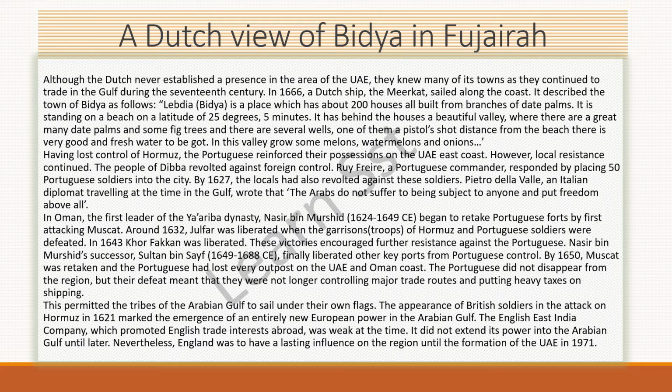In Oman, the first leader of the Yariba dynasty, Nasir bin Murshid, began to retake Portuguese forts by first attacking Muscat. Around 1632, Zulfar was liberated. It got freedom when the garrisons of Hormuzzi and the Portuguese soldiers were defeated. So you have slowly and steadily how these Portuguese soldiers were being defeated and how the region was liberated. It won freedom in the year 1632. In 1643, Khorfakkan was liberated.